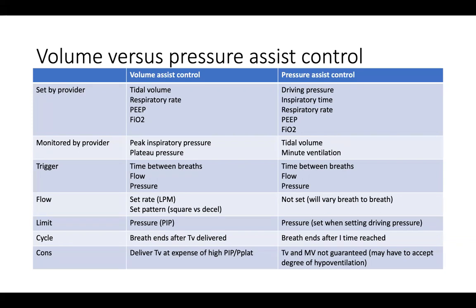Pressure control, on the other hand, you are setting that driving pressure, you're setting that inspiratory time, you're setting that respiratory rate. In doing so, you're essentially setting up that inspiratory to expiratory ratio. With this mode, you're not getting a guaranteed tidal volume with every breath. It's going to vary, and you're not going to get a guaranteed minute ventilation either. So those patients, if you're maxing out the pressures and they're still not getting the volumes you want, you may have to accept a degree of hypoventilation.